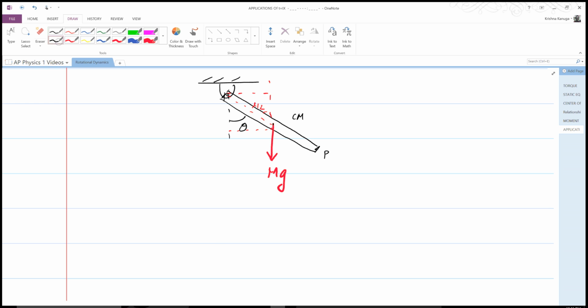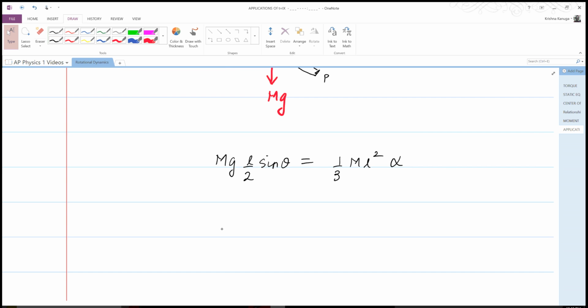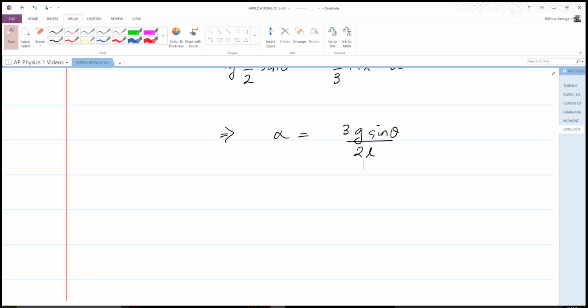So I know my torque is mg times L over 2 sine theta, and this is once again equal to 1/3 mL squared times alpha. This gives me alpha as 3g sine theta over 2L. This is as expected, because for the first case theta was 90 degrees, sine of theta ends up being equal to 1, and we end up getting the first expression, which is 3g over 2L.